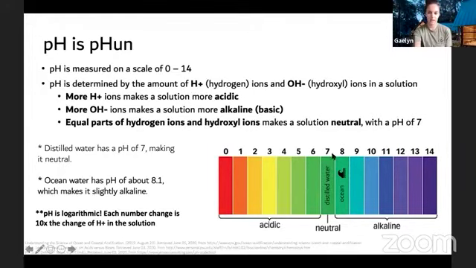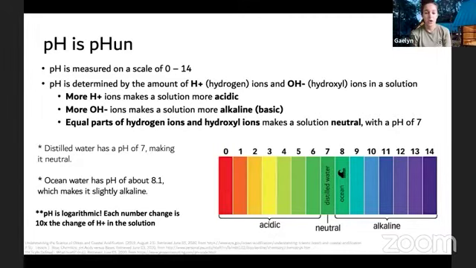So a neutral pH is going to be a solution like distilled water. So distilled water has a neutral pH. It's got an equal amount of hydrogen ions and hydroxyl ions. Ocean water is going to be slightly alkaline. It's got a pH of about 8.1.